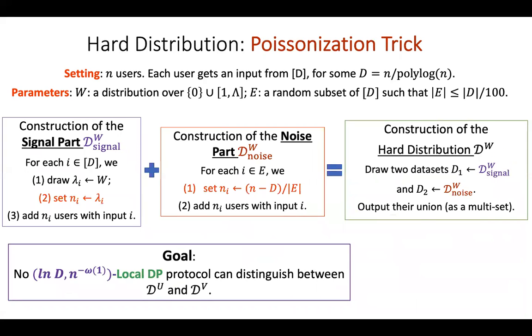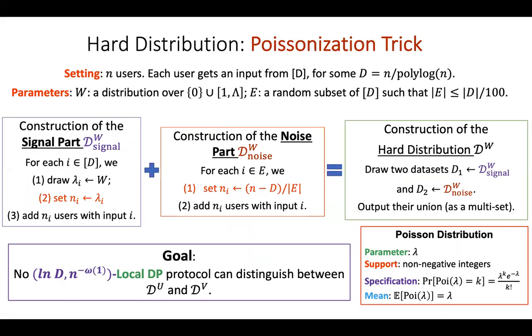Indeed, the previous construction does not work as it is, and we have to apply a so-called Poissonization trick, which is famous in the property testing literature. So what's the Poissonization trick? Well, we first recall the definition of the Poisson distribution. There's a parameter lambda, and it's supported on non-negative integers. The most important part is that the mean of a Poisson distribution with parameter lambda is still lambda.